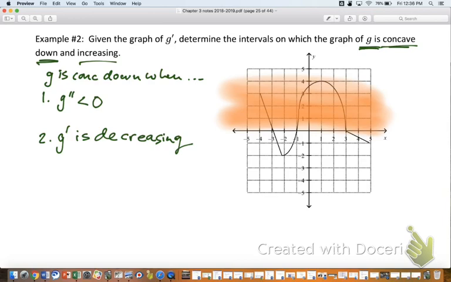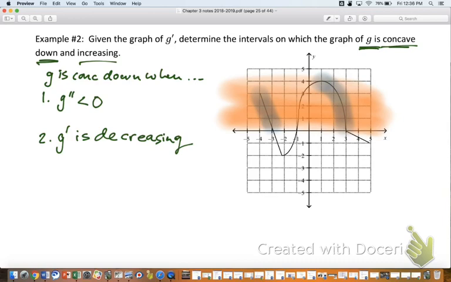Let's say that again. If I say that G prime is decreasing, I'm really saying that the slope of G prime is negative. The slope of G prime is really G double prime, so G double prime is negative, which is exactly the same thing we said on number 1. So number 1 and number 2 are saying the exact same thing, just using a different basis for saying it. Does that make sense? So if I'm looking for where G prime is decreasing, that would be where I'm highlighting in a lovely blue color. It would be there and there.